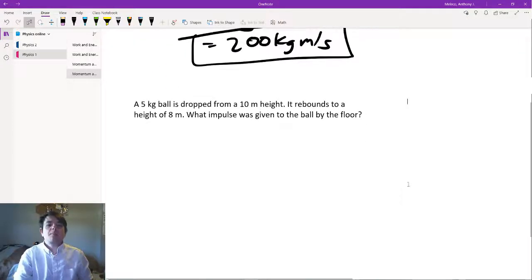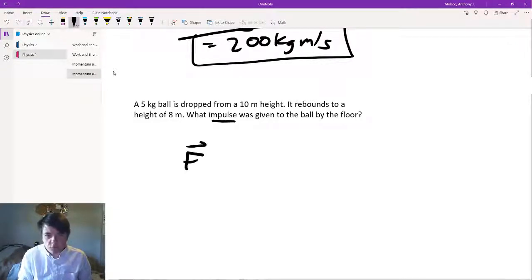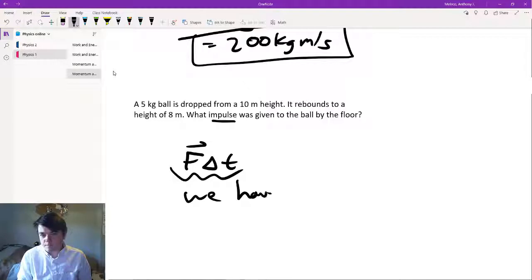All right. Now let's get to another type of problem you might see. A 5 kilogram ball is dropped from a height of 10 meters and it rebounds to a height of 8 meters. What impulse was given to the ball by the floor? Okay, so we want to know what impulse was given to the ball by the floor. If you remember, impulse is force times time, but we don't have any of that, right? So we have none of this.